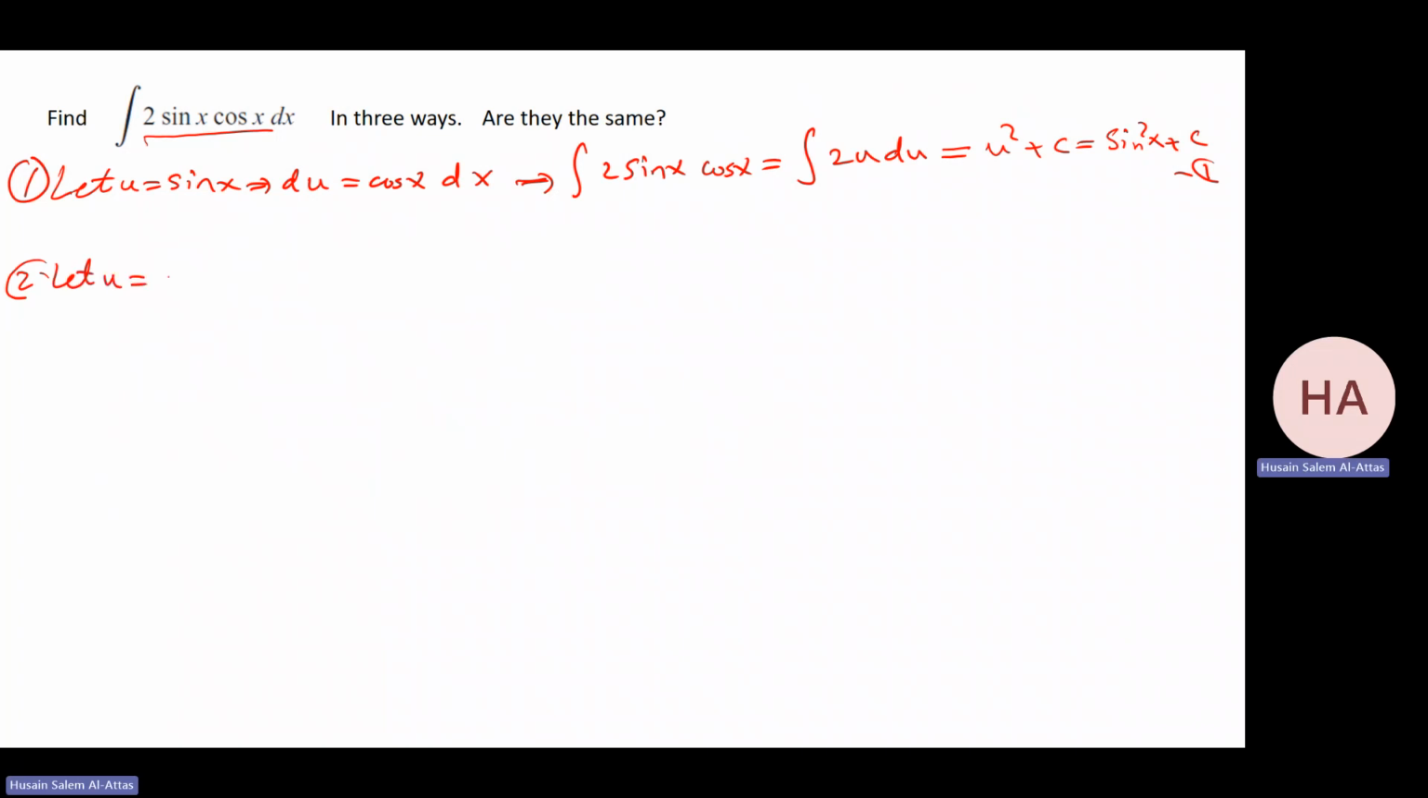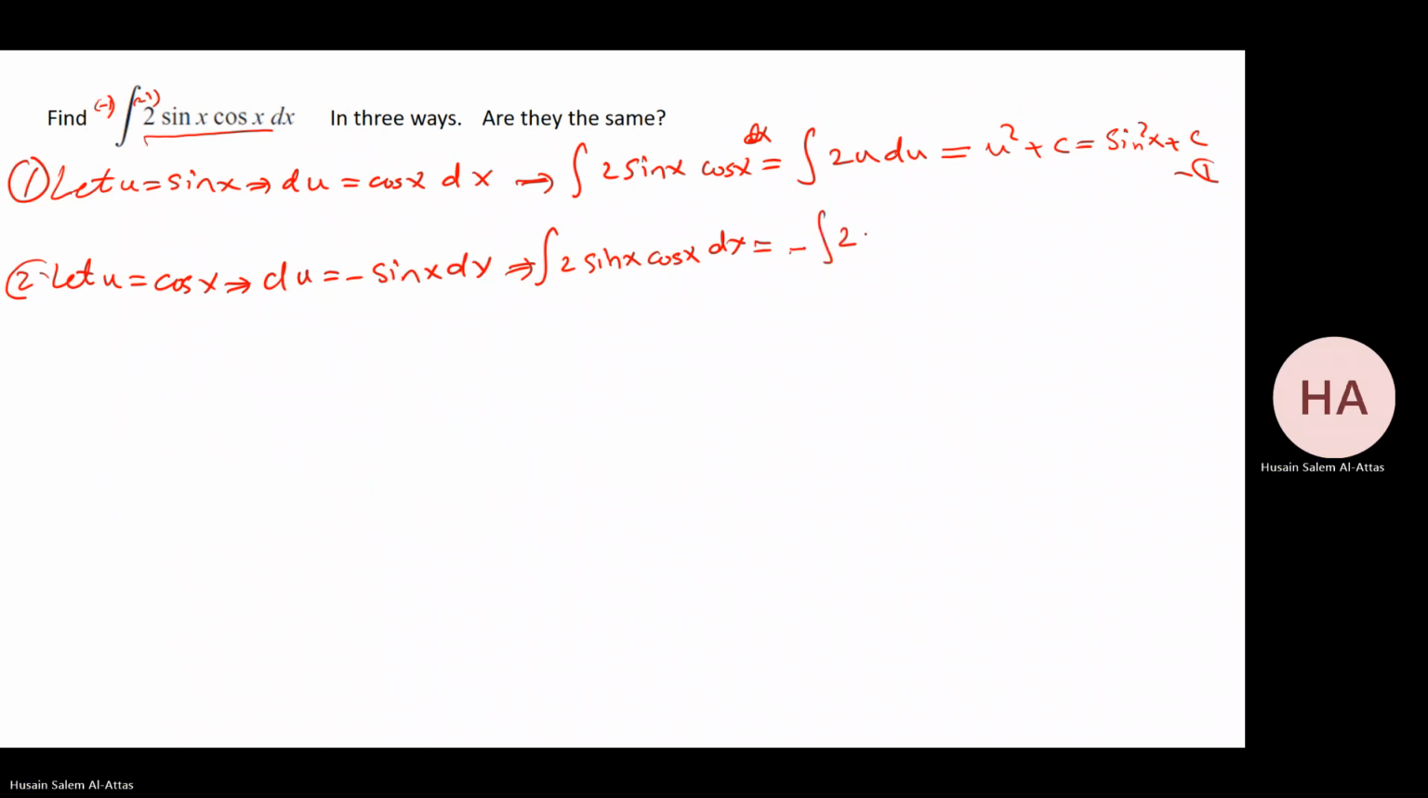2. Let u equal cosine x. Du will be what? Minus sine x dx. So I need to put a minus sign inside and outside. So that will mean integral of 2 sine x cosine x dx, forget the dx, equals what? I have a minus sign of 2 u du.